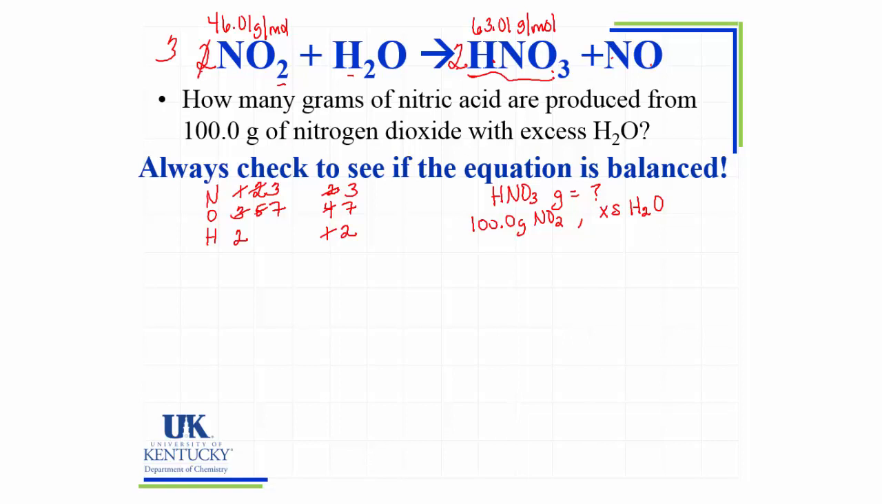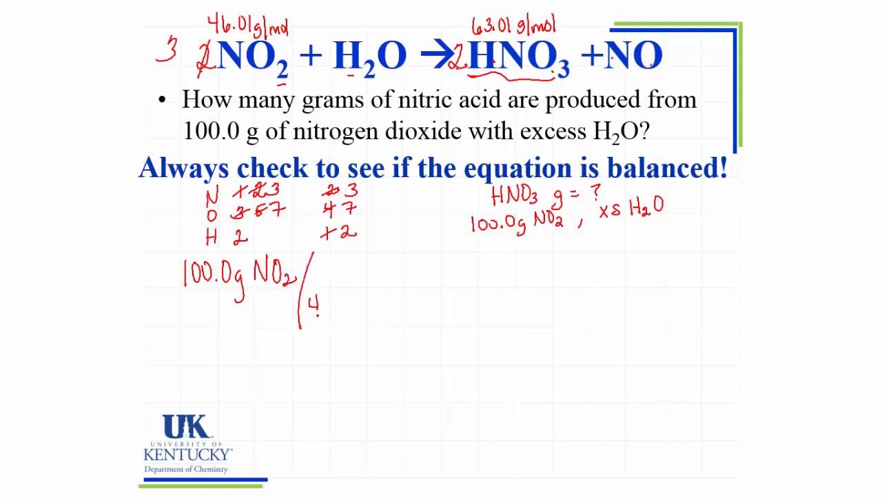For water, I know I have excess water, but I don't know a specific amount of water, so that's not going to help me get to moles of some known quantity. The only thing that remains is my NO2. I have 100 grams of NO2. Now, given the molar mass of NO2, I can actually go from grams of NO2 to moles of NO2.